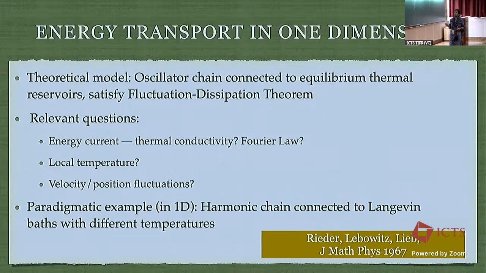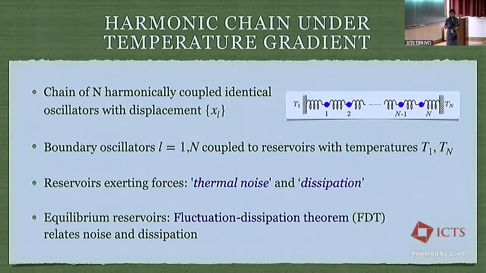And the kind of questions that are asked is, what is the current flowing through the system? Can one derive Fourier law? Can one define a local temperature? Can one calculate velocity or position fluctuations? So this started long back in 1960s with a paradigmatic example of harmonic chain connected to Langevin baths. This was done by Rieder, Lebowitz, and Lieb. Let me just give a brief review of that model.